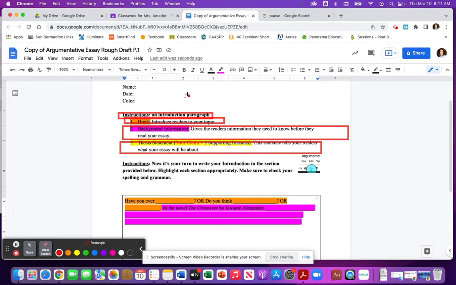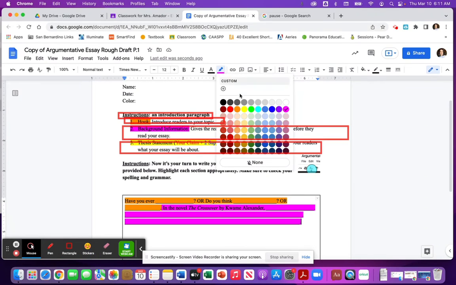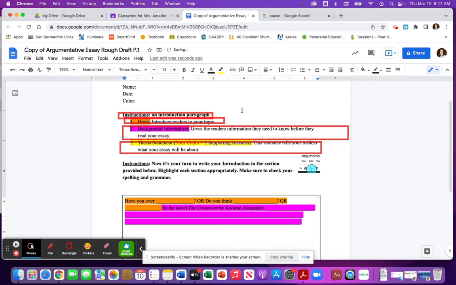So the thesis statement is your claim plus 2 supporting reasons. Now remember, your claim is something that you're trying to prove. So what are we trying to prove? It's either one side or another. So hopefully you've picked your side already, and we're going to add 2 supporting reasons.